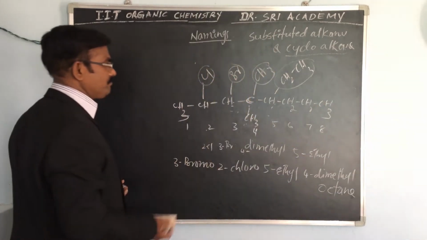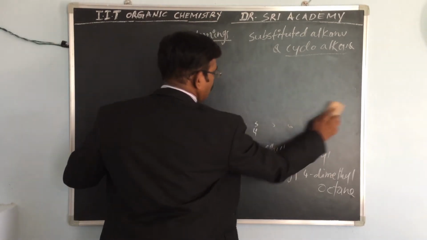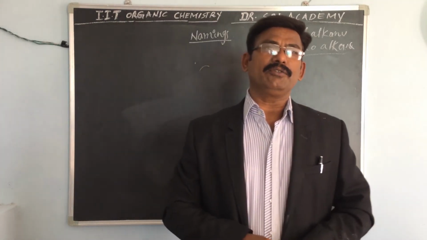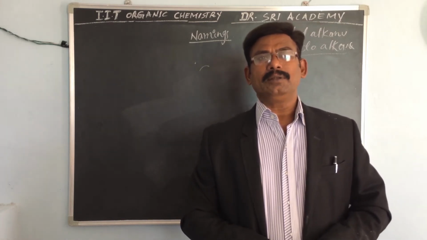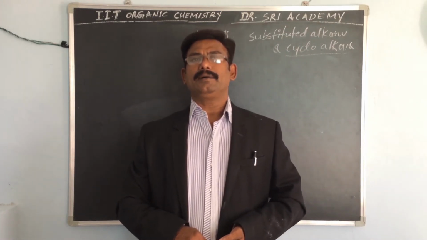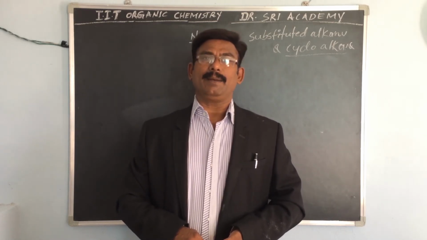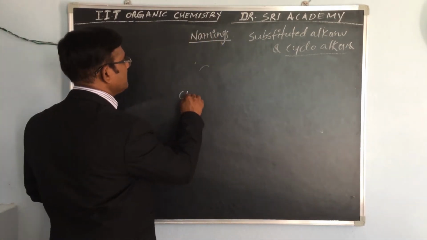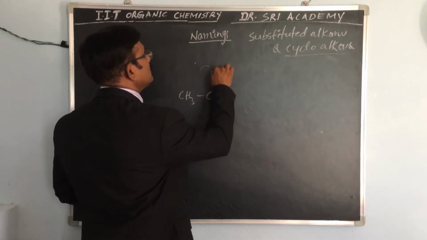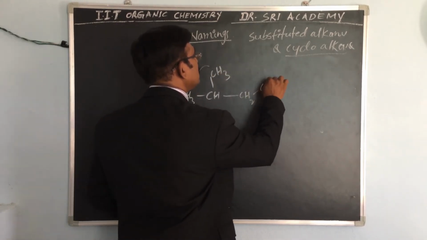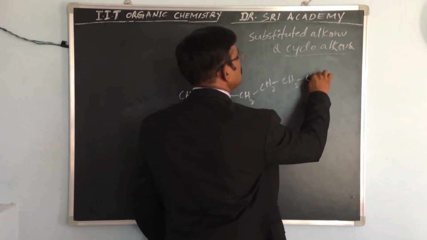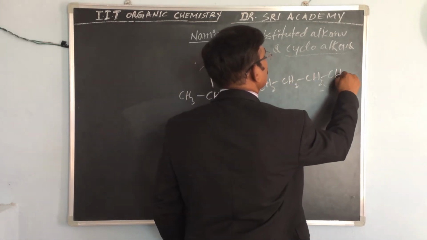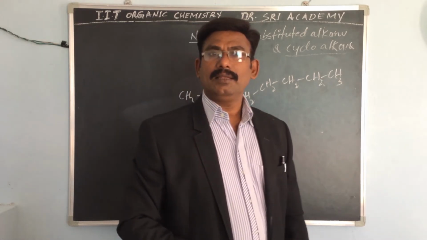So please note down this one. One more example, I will give the example. For example, we have to take heptane. That is CH3, CH, CH3, CH2, CH2, CH2, CH3. 1, 2, 3, 4, 5, 6, 7. Then CH2.